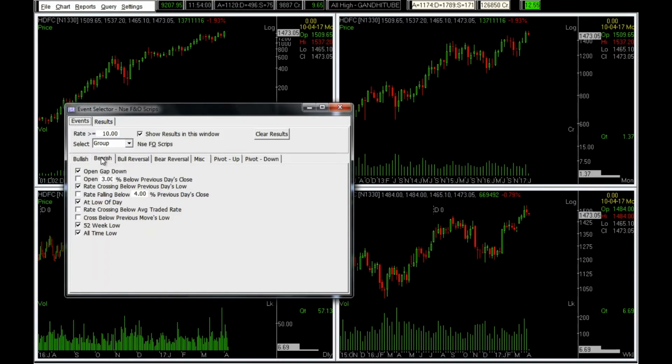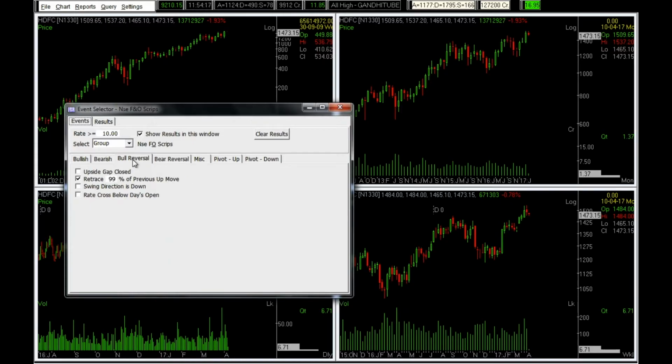In the same way, I have ticked the bearish ones. It's open with a gap down. It's closing below previous day's low. That's not a good sign. At the lowest point of the day, 52-week low and all-time low. These are the bearish events.